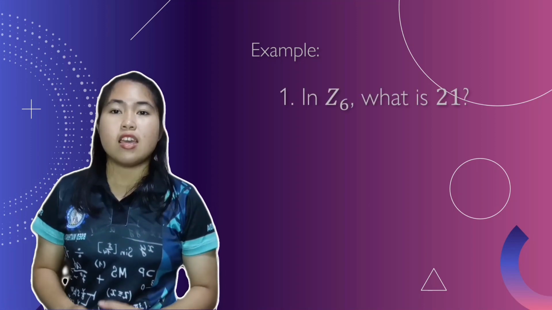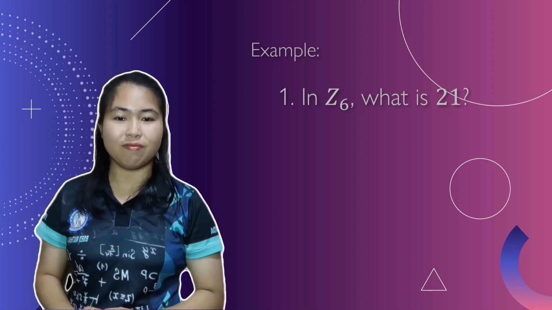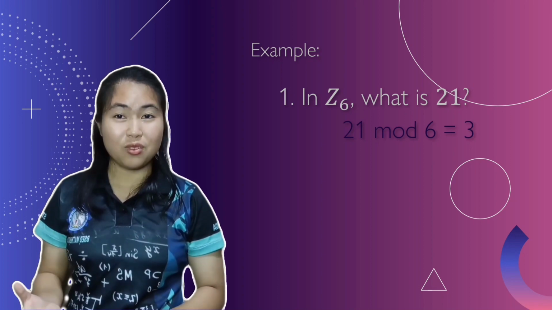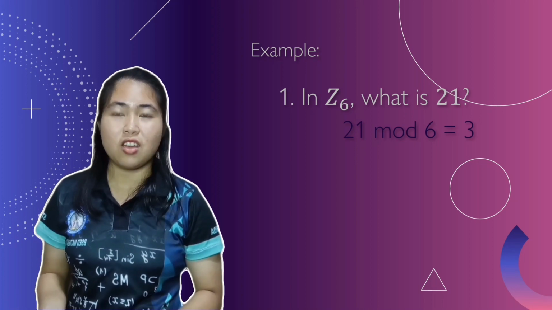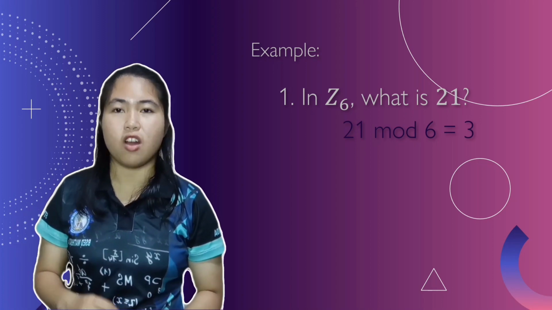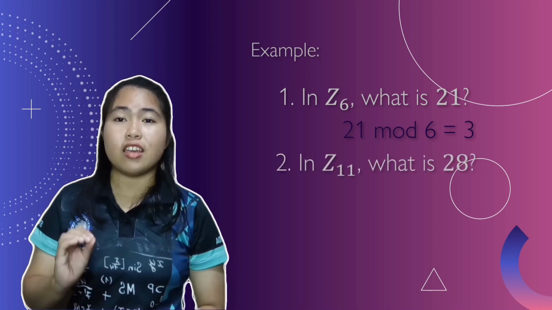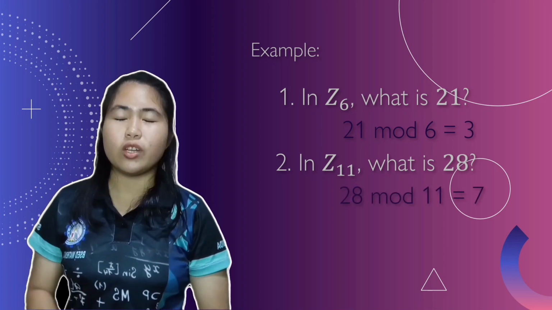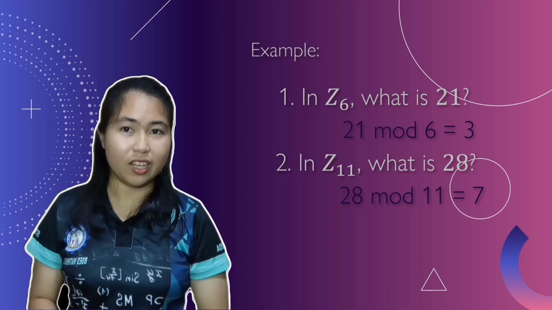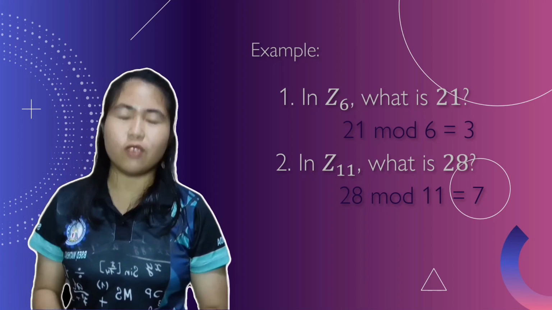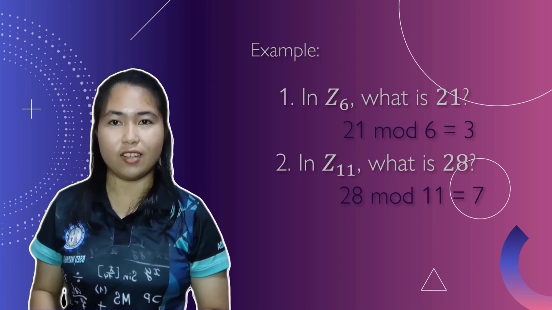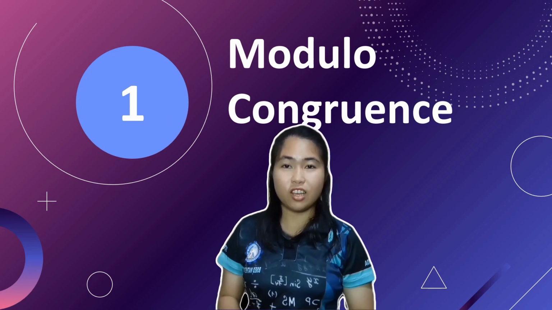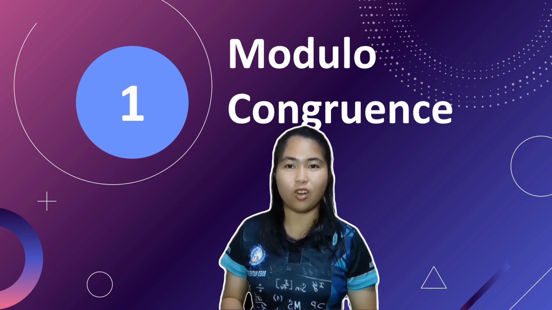Example number 1. In Z sub 6, what is 21? That would be 21 modulo 6 is equal to 3. Yes, because 21 divided by 6 has a remainder of 3. Next, in Z sub 11, what is 28? That would be 28 modulo 11 is equal to 7. Why? Because 28 divided by 11 has a remainder of 7. Now that you understood the concept of modular arithmetic, let's hear from Miss Atuel of her thoughts about modulo congruence.